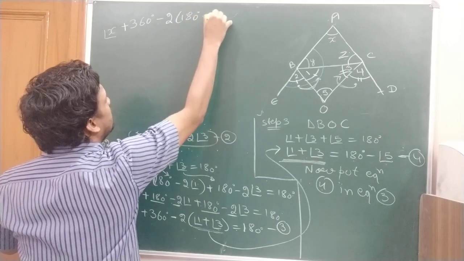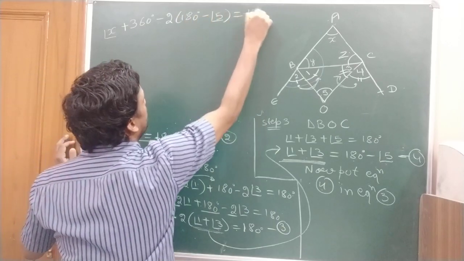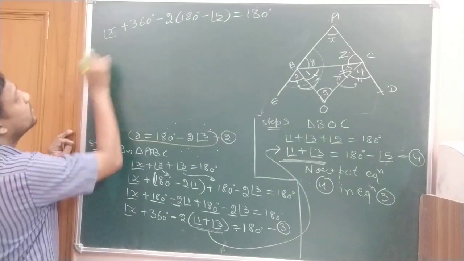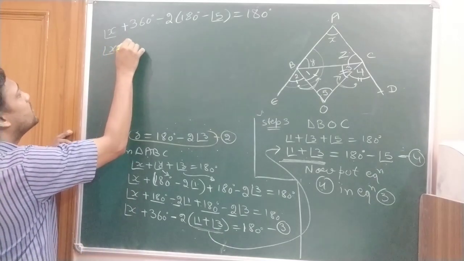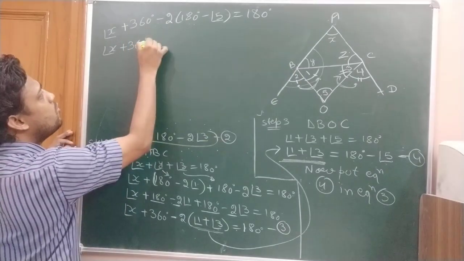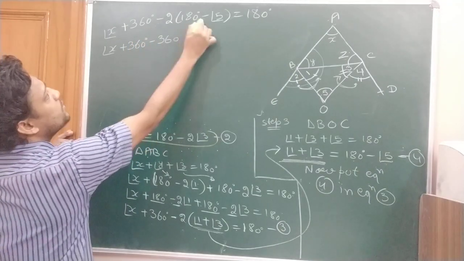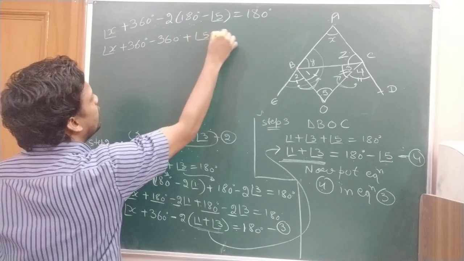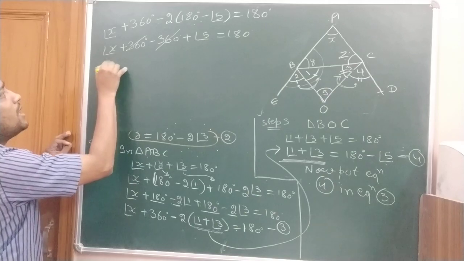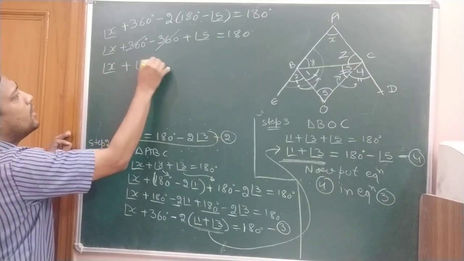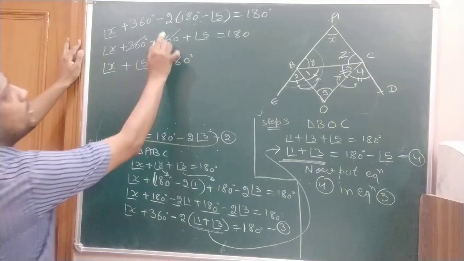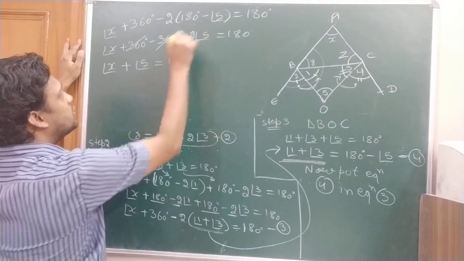180 minus angle 5 equals 180 degree. Now open the bracket. That is angle x plus 360 minus 180 into 2, that is 360, minus angle 5 equals 180. 360 cuts with 360, so angle x plus angle 5 equals 180. Sorry, 2 is also multiplied by 5. There is 2 angle 5.